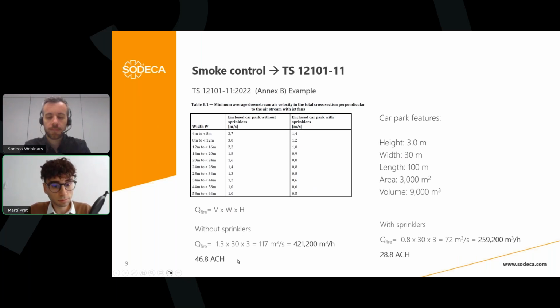As we can see here, the air changes that we have with this calculation compared to the smoke clearance system are much higher. So it implies dimensioning much bigger extraction fans. The jet fans also need to be bigger, and it implies more resources to achieve this kind of ventilation system in car parks.